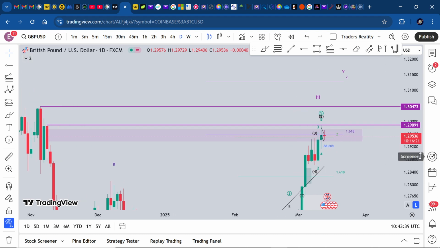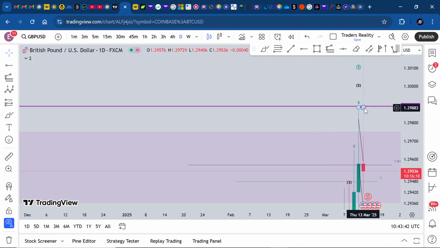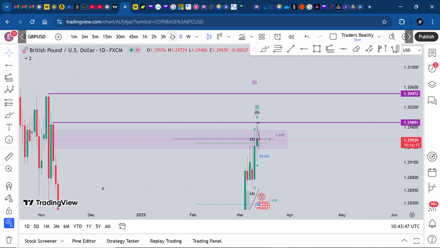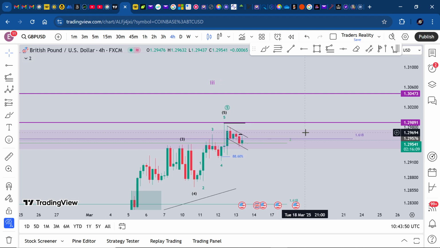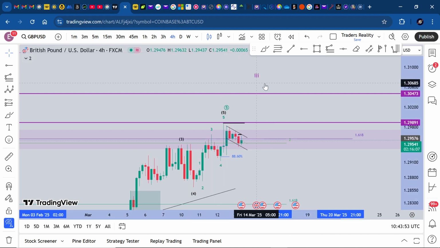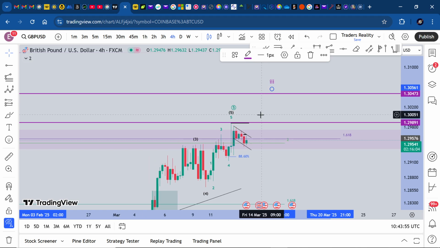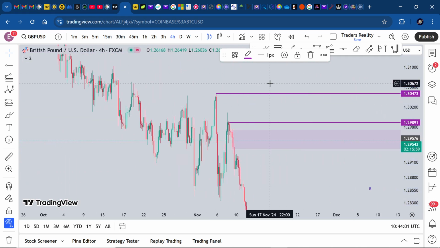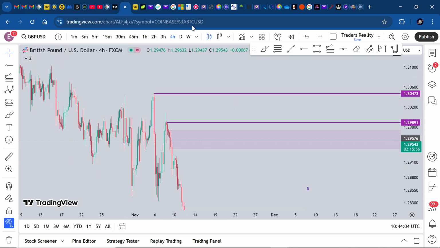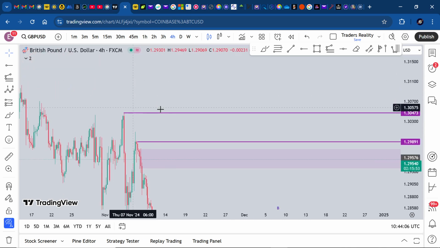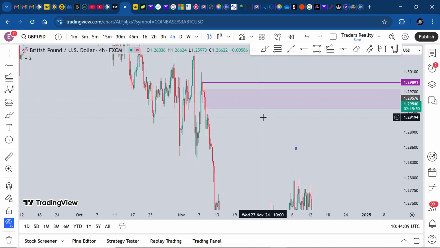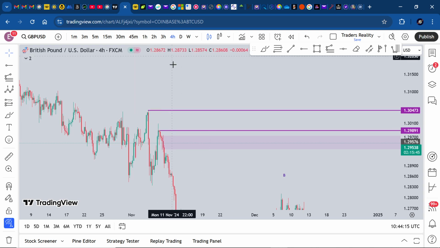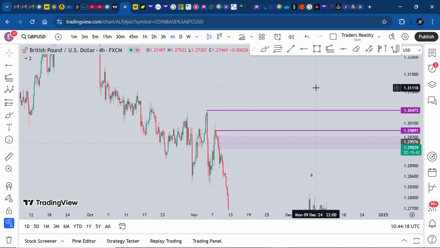Okay, we tapped this first line. Nearly. I think we'll take that out. I just wondering if we're gonna take that one out. If we take out this line, don't be surprised if we just retrace down deep, because this is a major supply zone, a major 4-hour and daily supply zone. That will activate a lot of buyers, breakout buyers, and the market may want to shake them out.